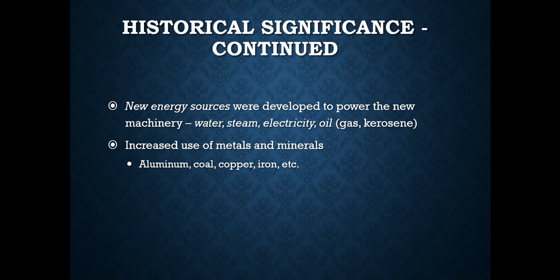So let's keep on going with the historical significance of the Industrial Revolution. When the Industrial Revolution started and as it evolved, new energy sources were developed to power new machines. Those energy sources included obviously water, steam, electricity, oil, among other things. This actually increased the use of metals and minerals as well, such as aluminum, coal, copper, and iron.